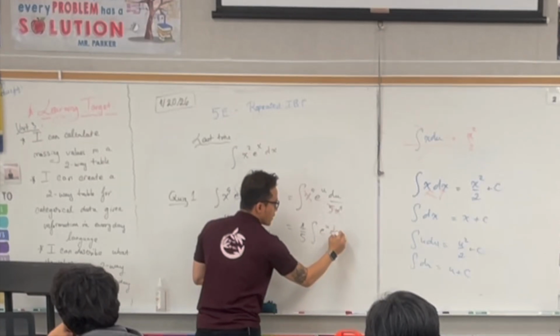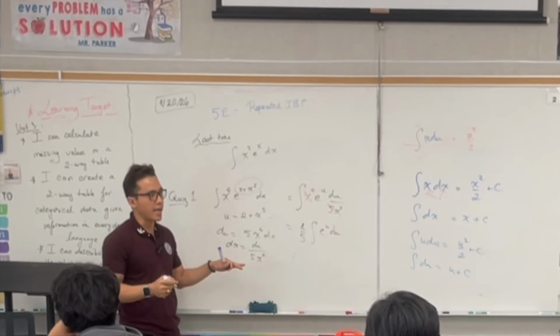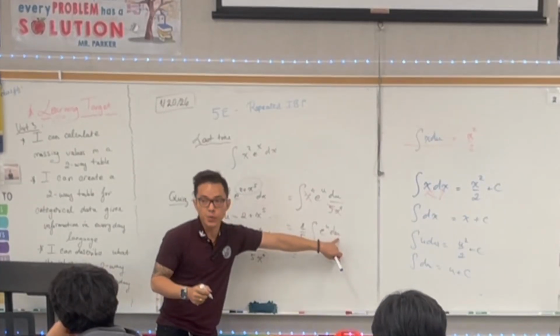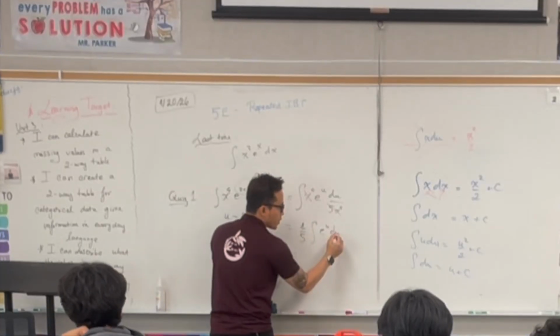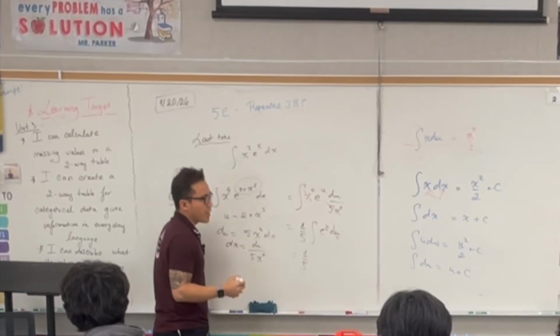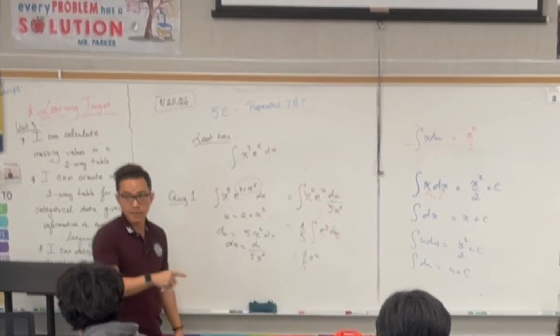Do we need to have any chain rule here? Is there any chain rule? No, because this is e^u, but also du. Same letter, good to go. Okay? What is the integral of e^u du? Just e^u.